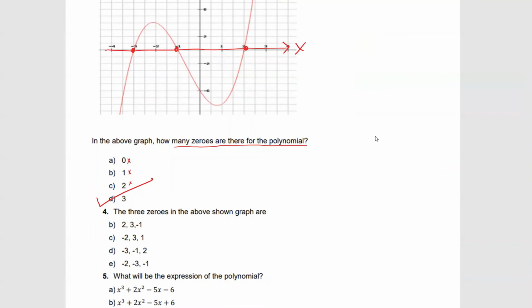Question number 4. This was question number 3. Question number 4: the 3 zeros in the above shown graph are what? So you check where it is intersecting the x-axis. This point is -1, -2, this is -3, and this is your 1 and 2. So -1, -3, and 2. -3, -1, 2. So D is the answer.